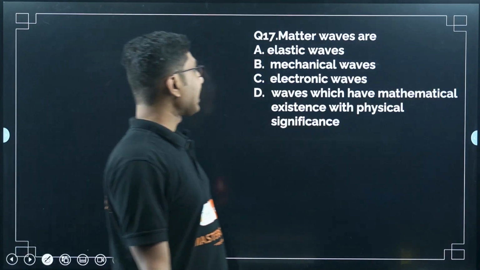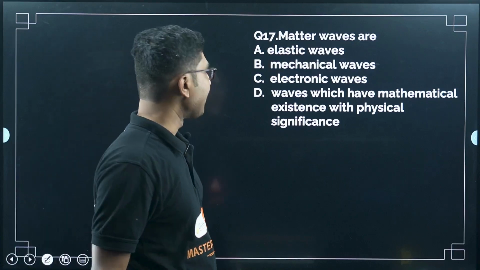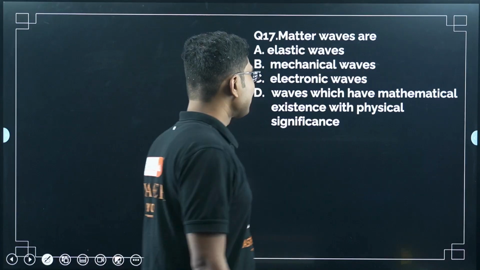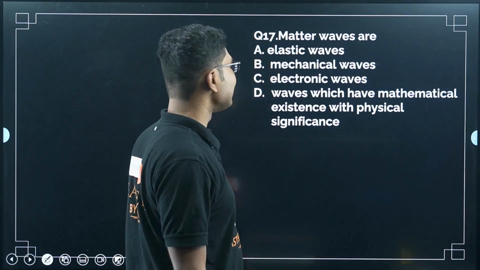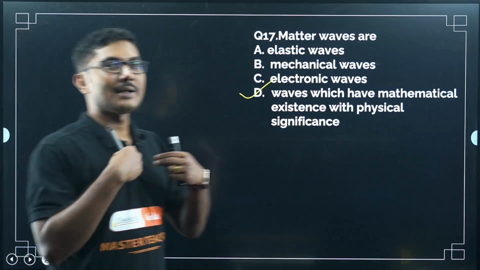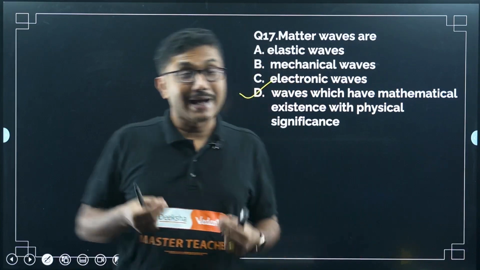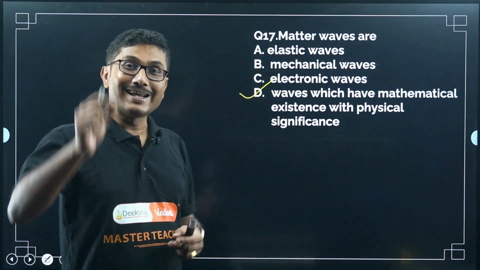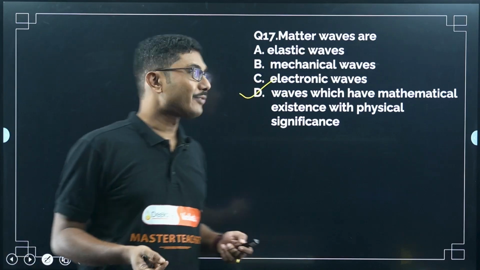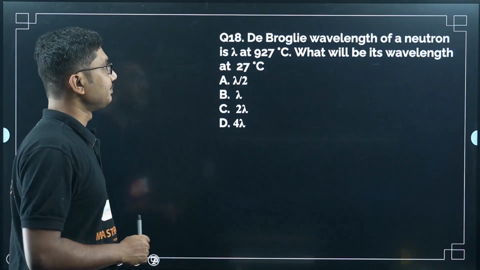Now, matter waves, a very interesting, easy question. Elastic waves, no. Mechanical waves, definitely no. Electronic waves, I don't know what is the meaning of electronic waves, but waves which have mathematical existence with physical significance, right? For example, I have a mathematically possible wave, but I am not a wave. I may not have physical significance of this, but for an electron they will definitely have a physical significance of this waveform. So it is mathematically possible and it has a physical significance, right?